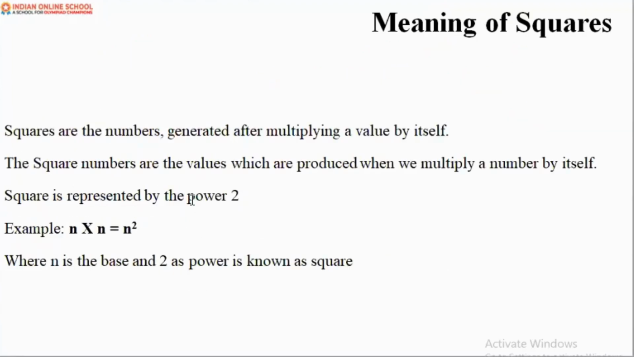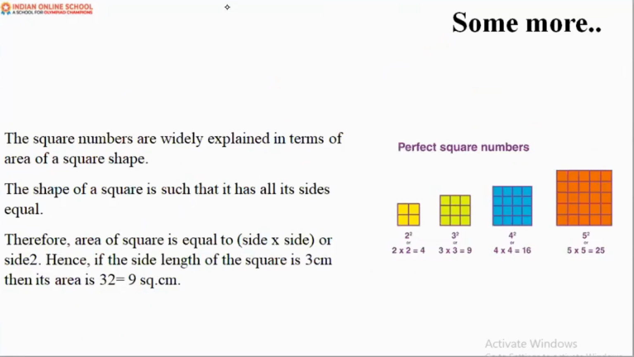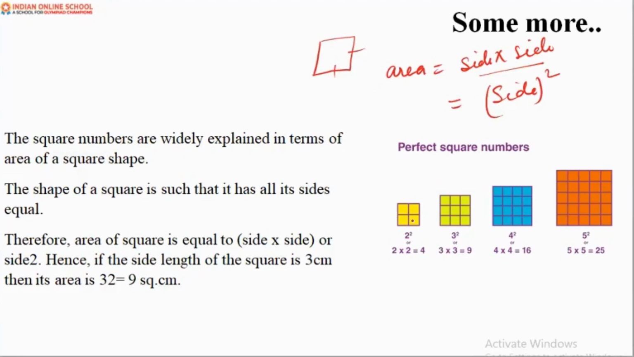Correct? And if we are talking about the square, what is the area of the square? How are you going to find it? Side multiplied by side. So here also you are doing side times side. For finding the area of the square, you are multiplying the side with the side itself. So we can say the area of the square is going to be side square.